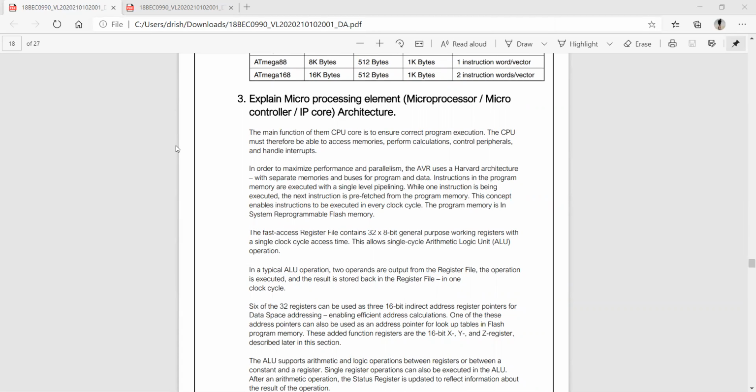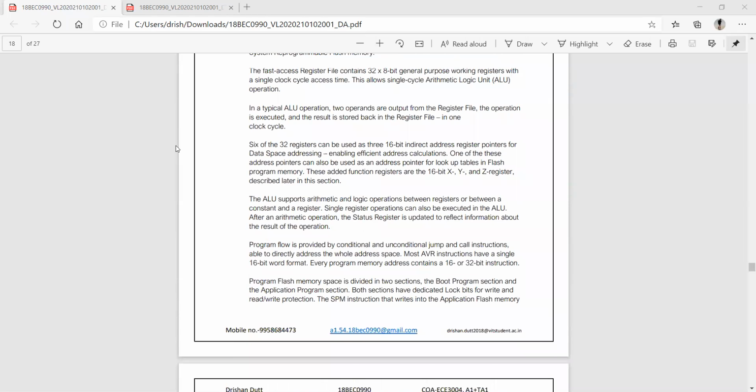In a typical ALU operation, two operands are output from the register file. The operation is executed, and the result is stored back in the register file in one clock cycle. The ALU supports arithmetic and logic operations between registers or between a constant and a register. Program flow is provided by conditional and unconditional jump and call instructions, able to directly address the whole address space. Most AVR instructions have a single 16-bit word format. Every program memory address contains a 16 or 32-bit instruction.